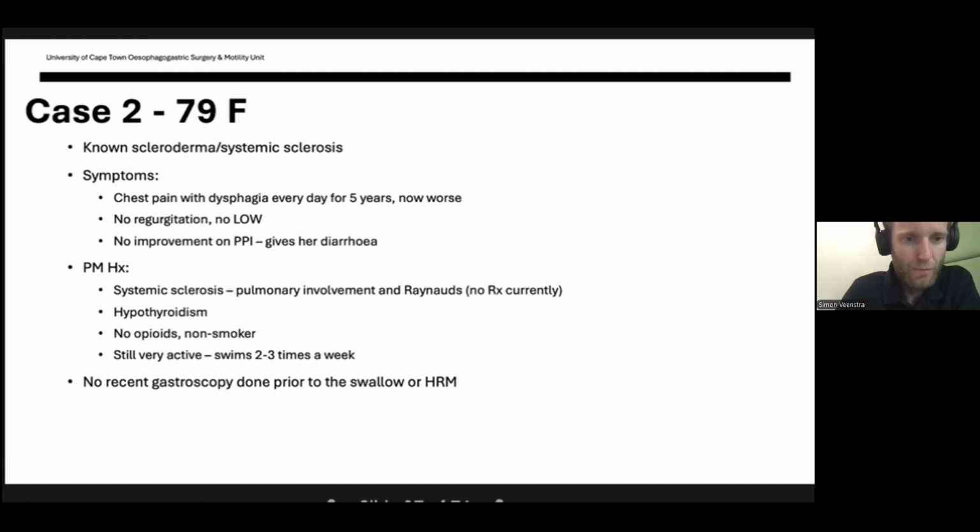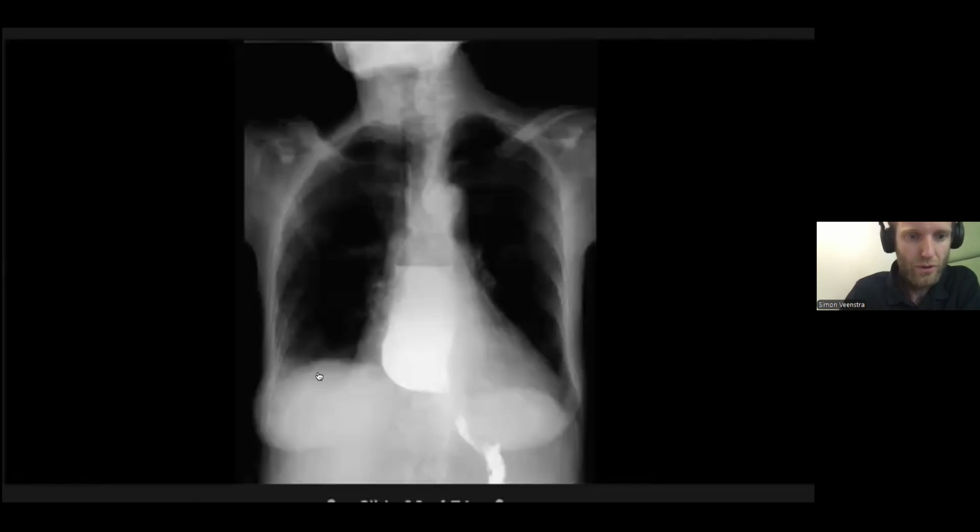She doesn't use any opioids, which is always an important part of your history, to find out what medications they are, as they can influence your manometry, particularly opioids. She's a non-smoker and is still very active. She swims 2 to 3 times a week. She doesn't have a gastroscopy done prior to this, and this is her swallow.